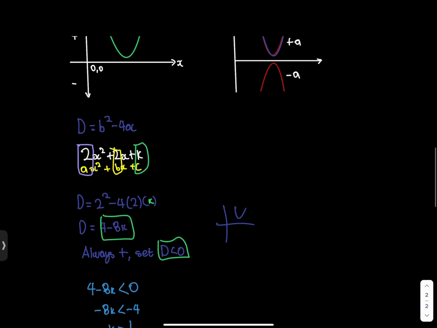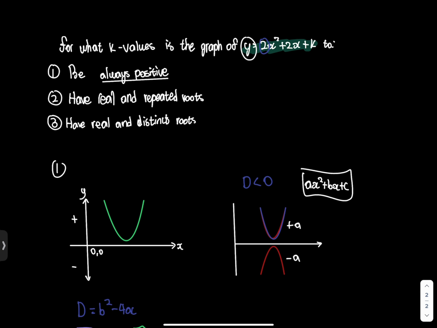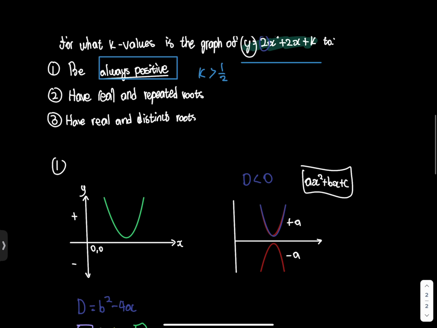So for what value of k does the graph of y is equal to 2x squared plus 2x plus k to be always positive? Well, I would say that k has to be greater than 1/2.